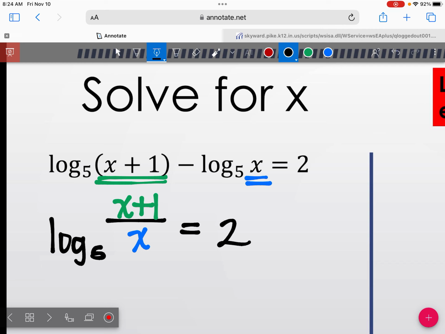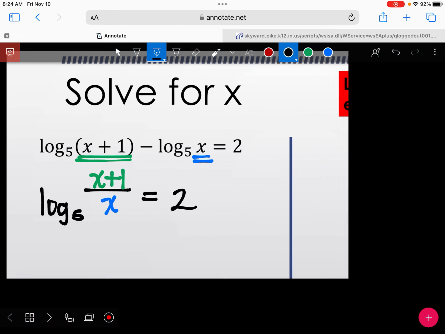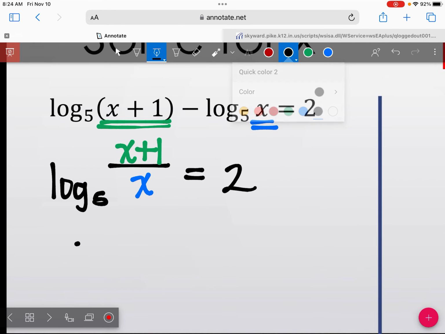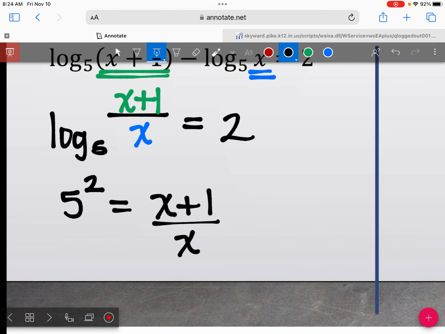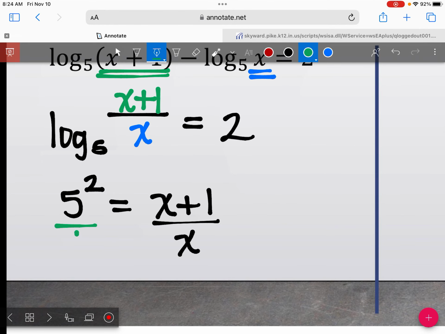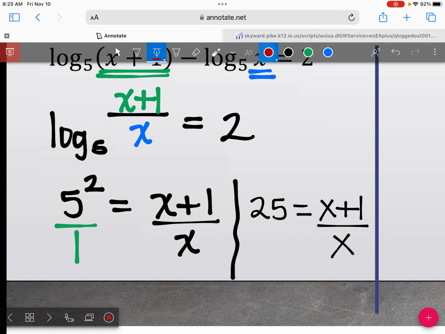So now you're ready to do a rewrite. And when you rewrite it, it would be 5 to the power of 2 equals x plus 1 over x. I'm going to write that as a fraction. Go ahead, 5 squared is 25. So then that gives us 25 equals x plus 1 over x. And I think it's easier to just make that a proportion. Go ahead and cross multiply and solve that for x.